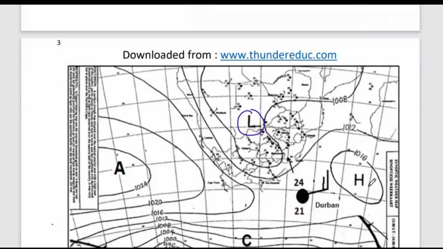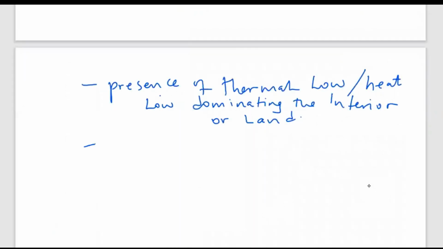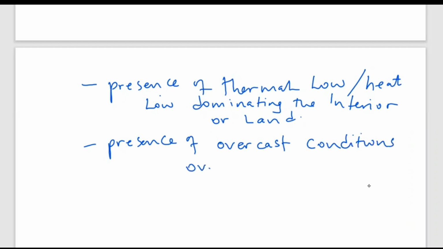Another evidence can also talk about a lot of overcast clouds. You can see all these overcast clouds. It means clouds have been forming or developing. And this is common in summer. Because we know in summer, due to high temperatures, water is able to change state and then condenses, forming clouds. So meaning we could talk about presence of overcast conditions over the interior.